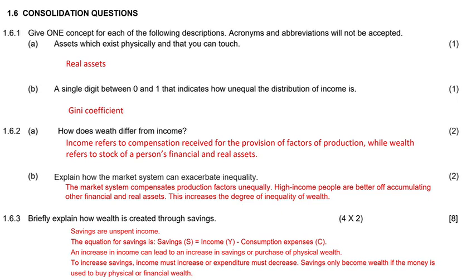And to increase savings, income must increase or expenditure must decrease. Right? So either you've got to adjust what you're spending your money on, or you must be able to increase your income. Savings only become wealth if the money is used to buy physical or financial wealth.